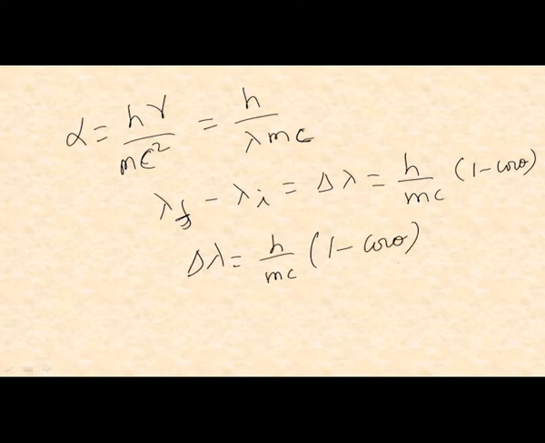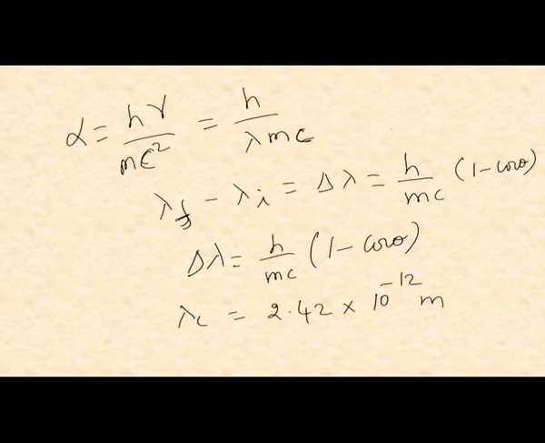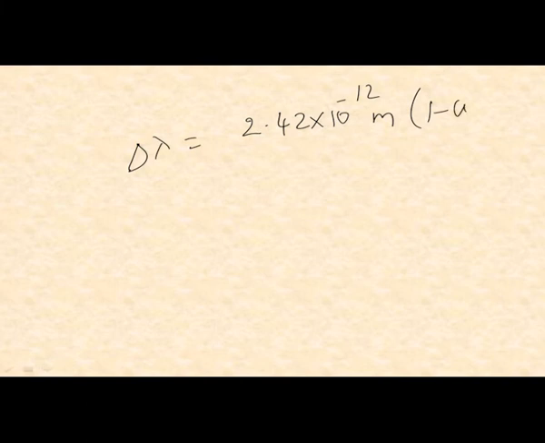Here, h is known as Planck's constant, m is the mass of the electron, and c is the velocity of light. Substituting the values, you will get del lambda is equal to h by m c, which is approximately equal to 2.42 into 10 power minus 12 meter. So, del lambda will be 2.42 into 10 power minus 12 meter into 1 minus cos theta. This is the shift in wavelength when a photon is incident on a rest electron.